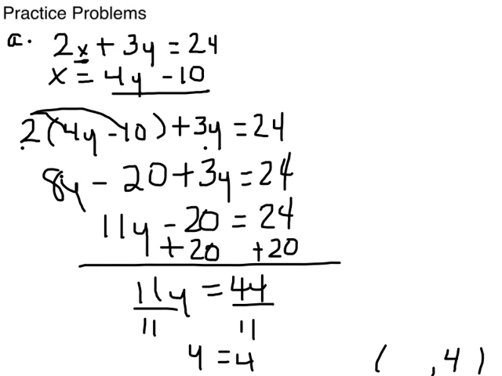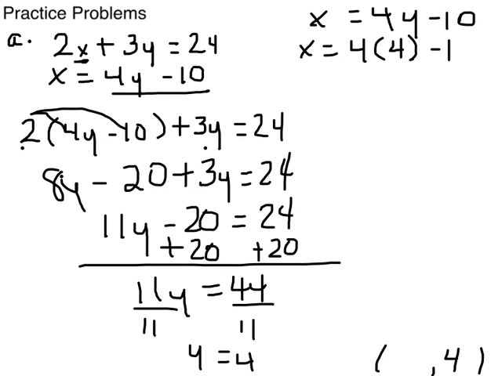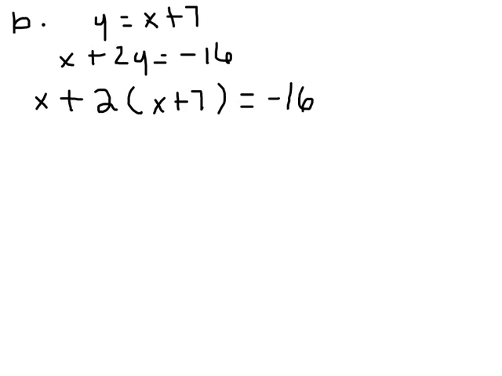Alright, now that I know that y is equal to 4, I'm going to go back up here to x equals 4y minus 10. X is equal to 4 times y, which we know is 4, minus 10. X is equal to 16 minus 10. X is equal to 6. So our ordered pair is 6, 4.